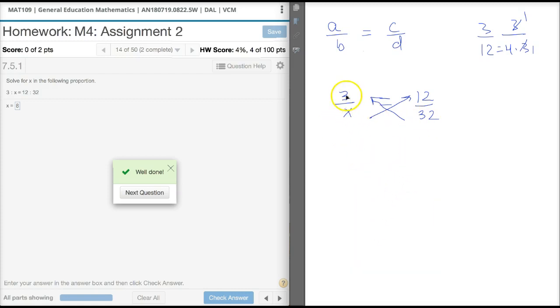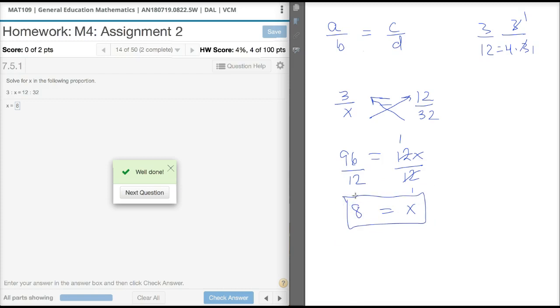If we feel better this way, we know that 3 times 32 is 96, and x times 12 is 12x. And then you just divide both sides by 12. That reduces to 1. And of course here, 96 divided by 12 is 8. So you could do it that way.